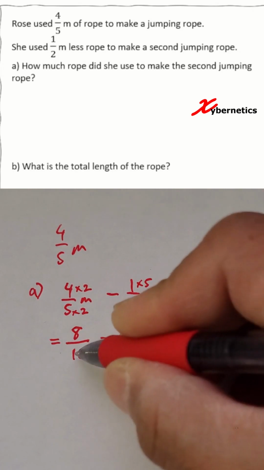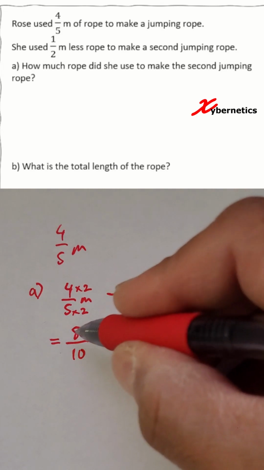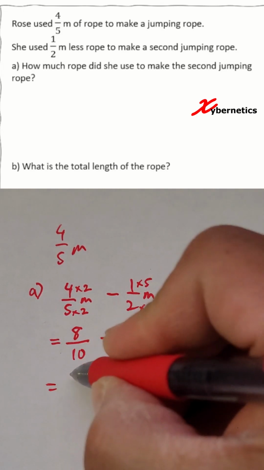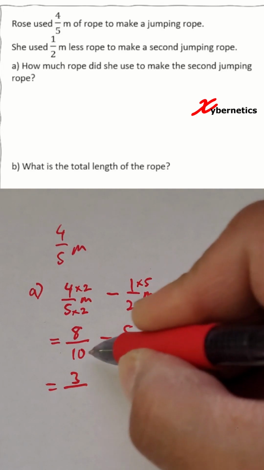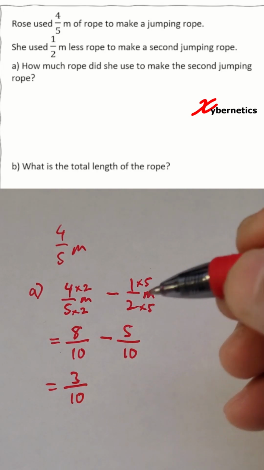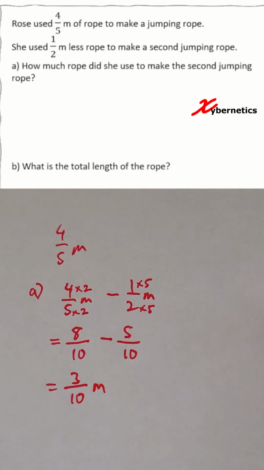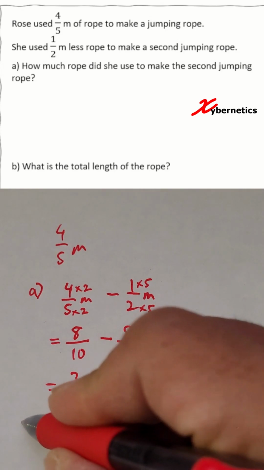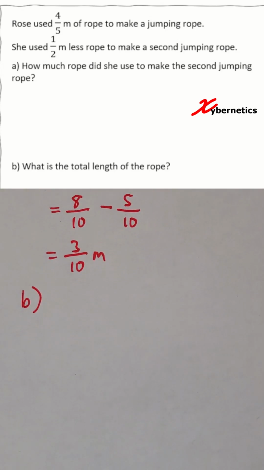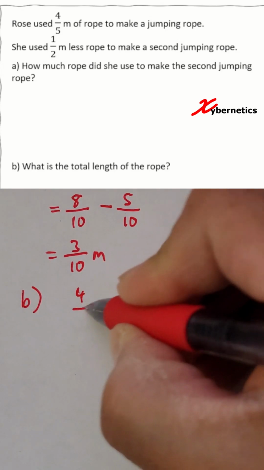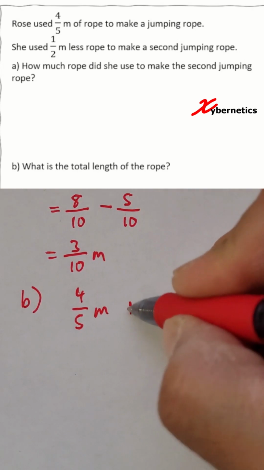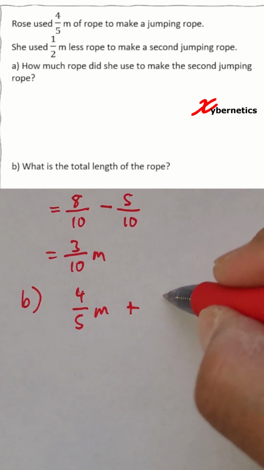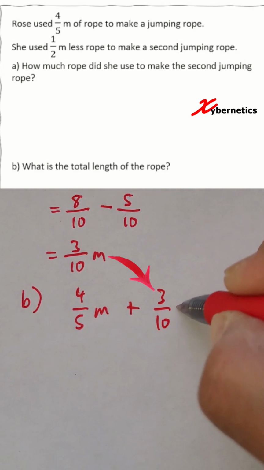As you can see, the denominators are common. So 8 minus 5 will give you 3. And the denominator 10, we just copy over here like this. And 3/10 meter is the length of your second jumping rope. And then the second part of the question asks, what is the total length of your rope? Just going to put B here. So we know that the first jumping rope is 4/5 meters, and then the second jumping rope would be 3/10 meters.